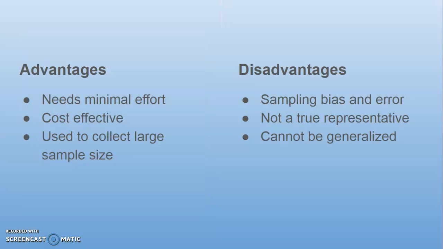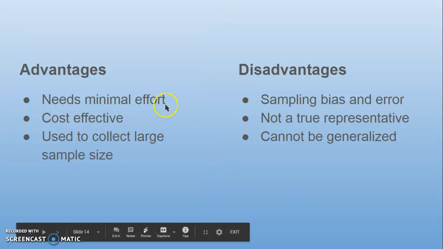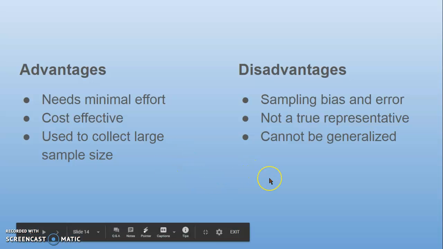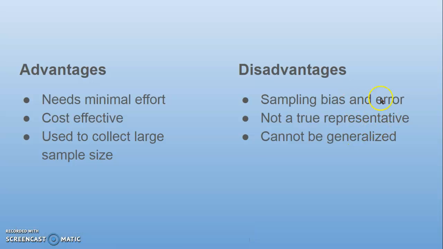Of course, the advantages: it needs minimal effort, you just need to advertise and you will get a lot of sample. It is cost effective and used to collect a large sample size. If you want more people to be involved, the advertisement makes it beneficial. And the disadvantages: sampling bias and error may happen. It's not a true representative because you are not doing it randomly, and it cannot be generalized either.